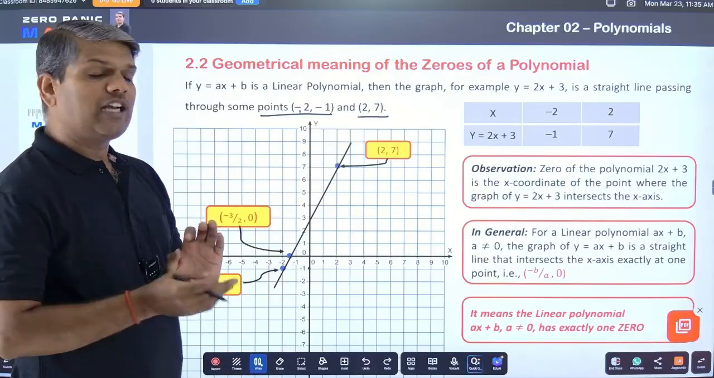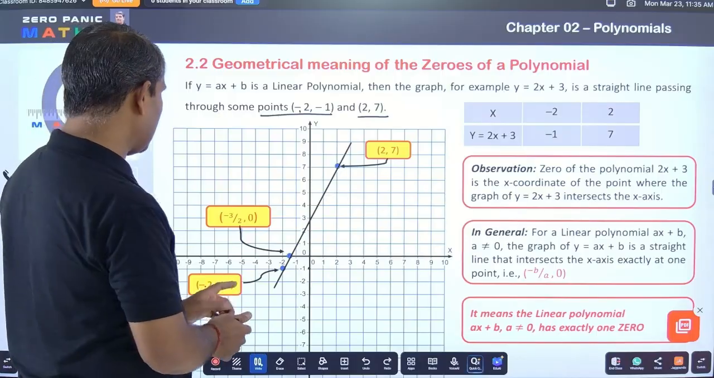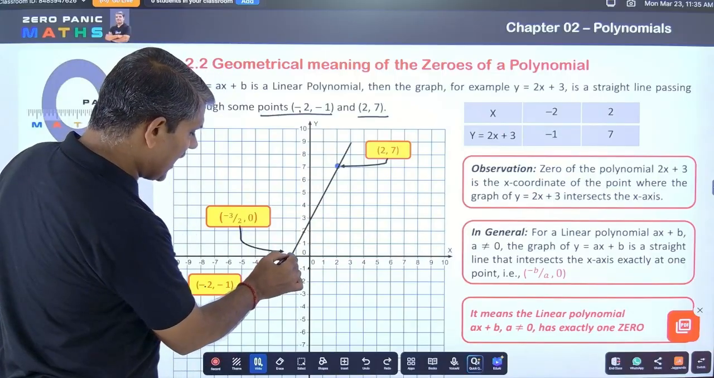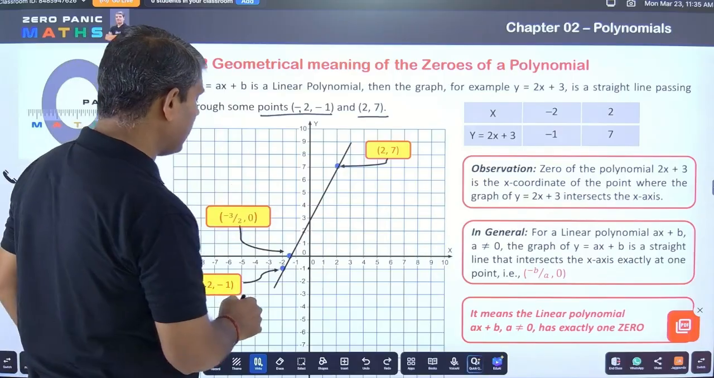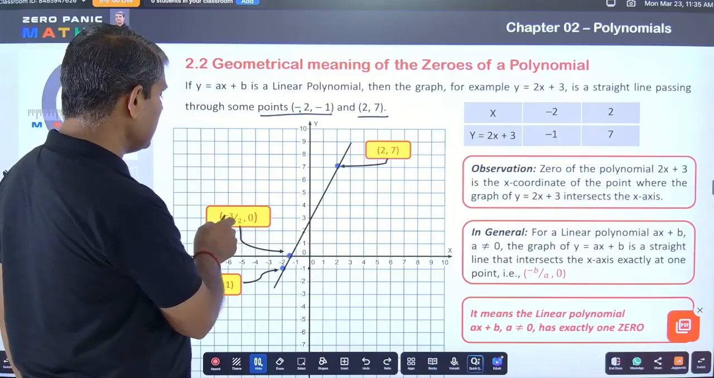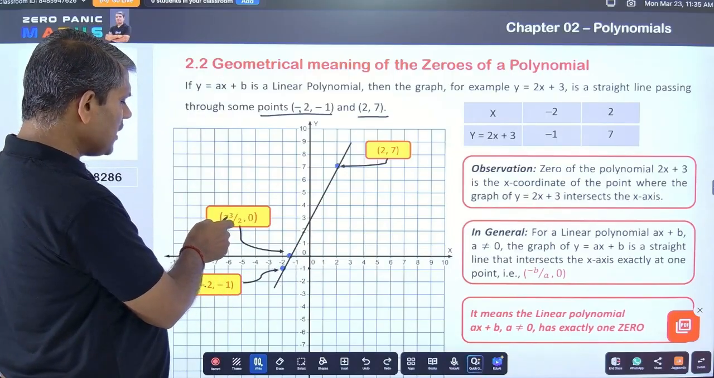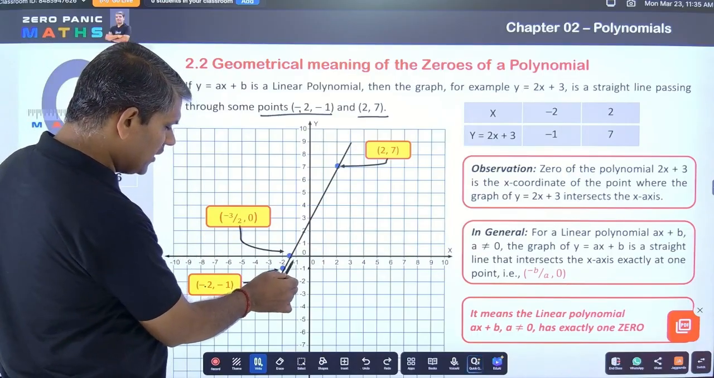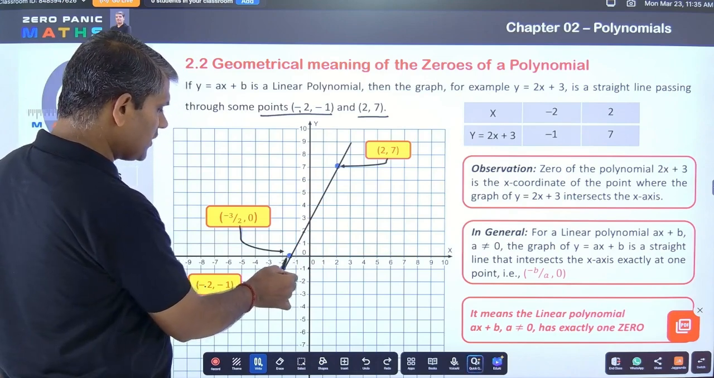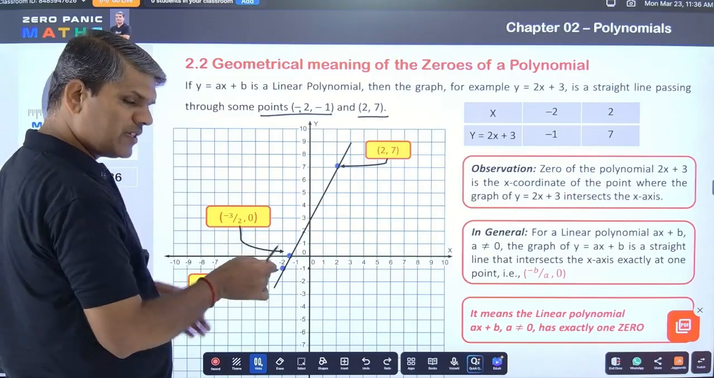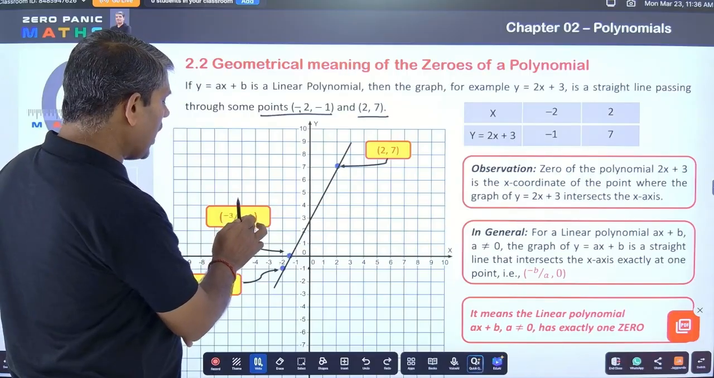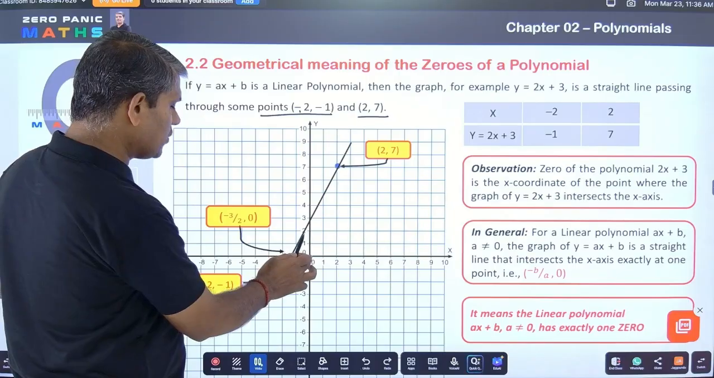But the important thing that you should observe here is that this straight line with these two given points is intersecting the x-axis. You should observe the point where exactly it is intersecting or cutting the x-axis, and that point is -3/2. It is intersecting between -1 and -2, which is -3/2, that is -1.5, and the y value for that coordinate is 0.